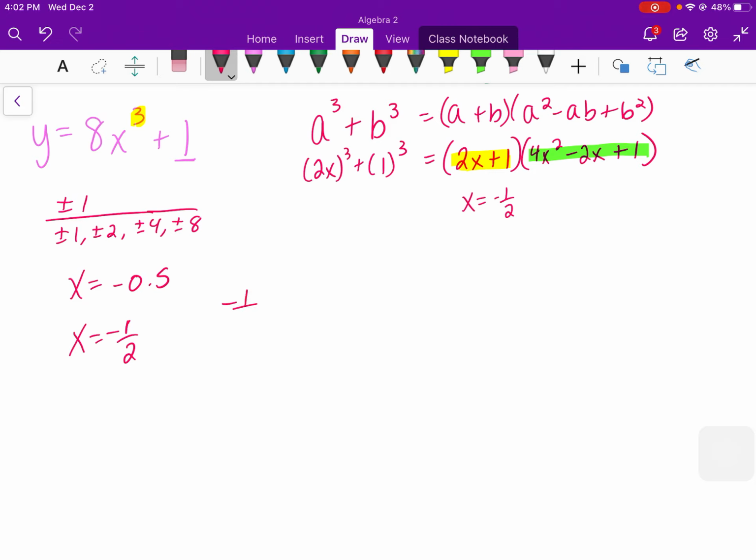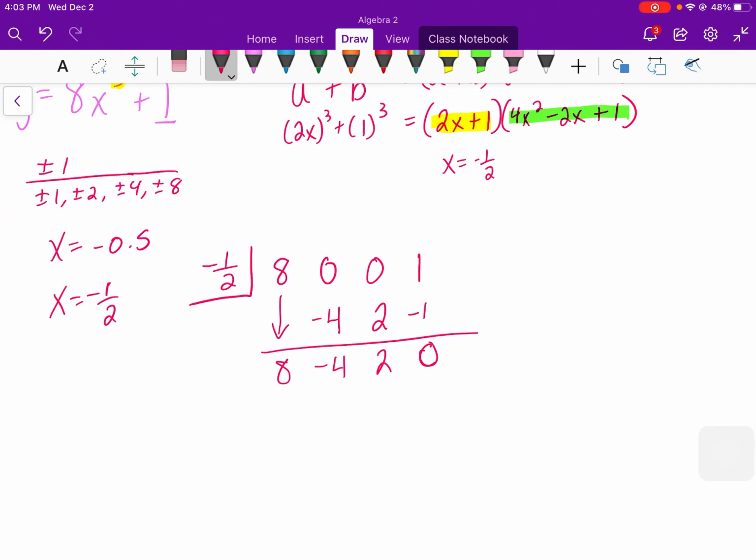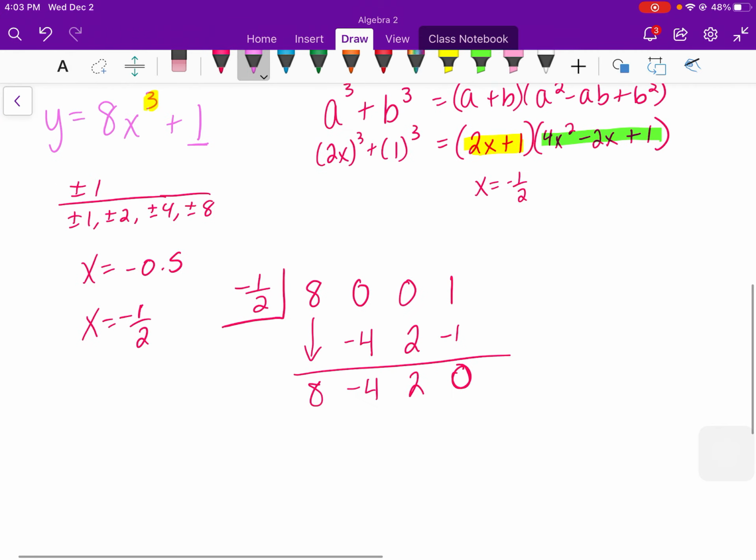So I'm going to plug that in, -1/2, into synthetic substitution. So 8, I have to plug in a 0 for the x squared spot, a 0 for the x spot, and then the 1 is the constant. Drop down the 8, multiply by -1/2, you get -4. Add 0 and -4 is -4. Multiply by -1/2, you get +2. 0 plus 2 is 2. And then multiply 2 by -1/2 is -1, and you get 0. And then it went from cubic, it was an x cubed, so this is going to be x squared, x, and then my constant term. So now I have 8x squared minus 4x plus 2 equals 0.